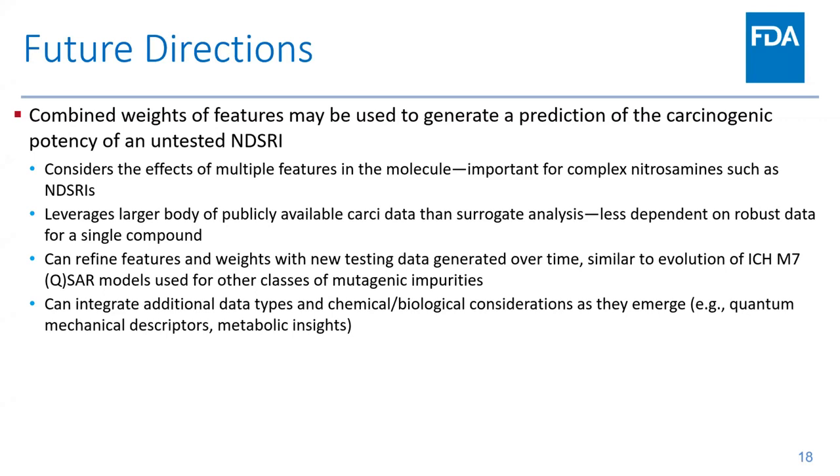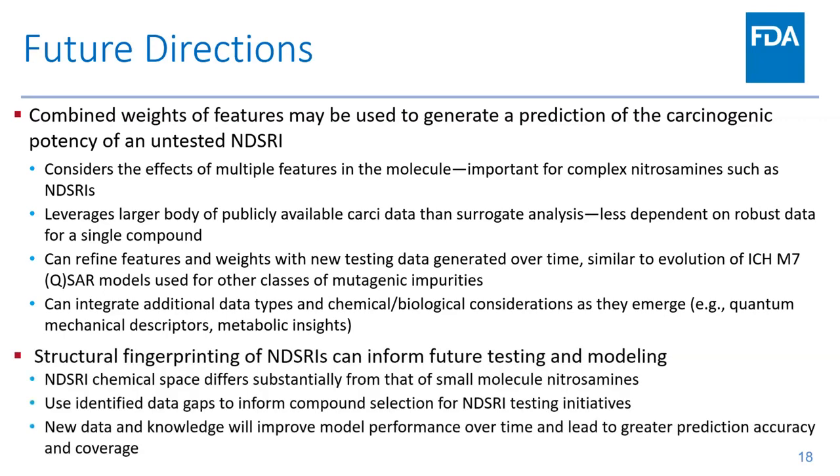We can also, as time goes on, integrate additional data types and chemical and biological considerations into our predictive approach as they emerge. And this could include quantum mechanical descriptors or metabolism data. And then furthermore, structural fingerprinting of NDSRIs can help inform future testing and modeling.